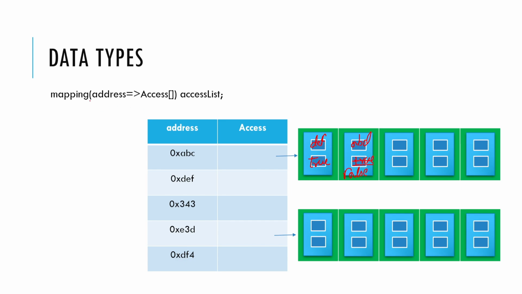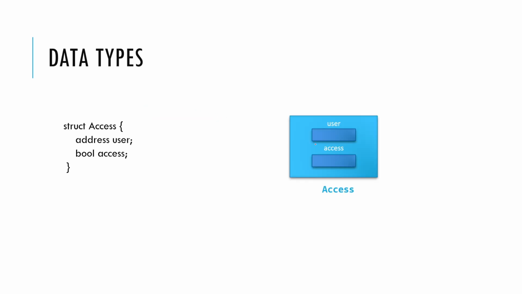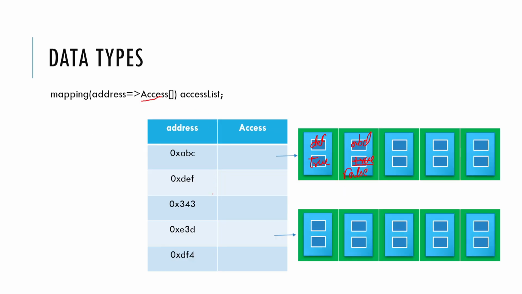Okay, so we have simply the mapping from address, which is 0ABC. Then we have this access type of dynamic array. So in this access type of dynamic array, we have this access, right? This access struct. Okay. And in the same way, we will have it for other users as well.